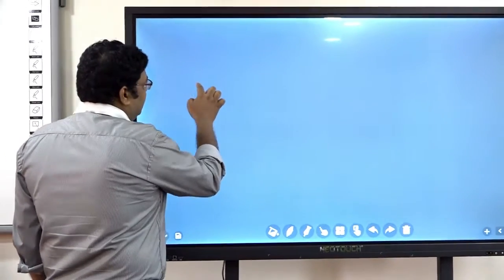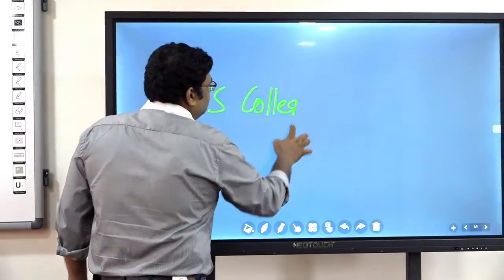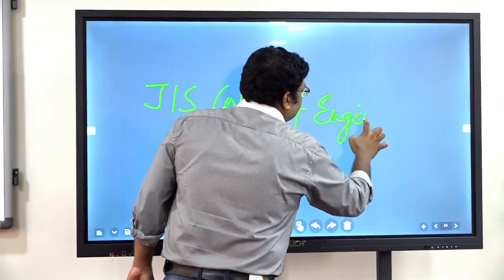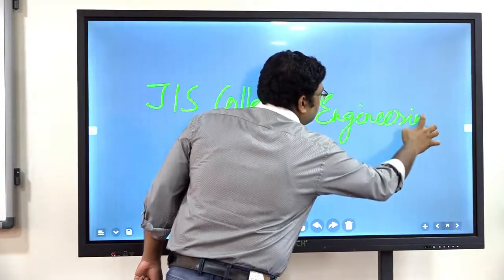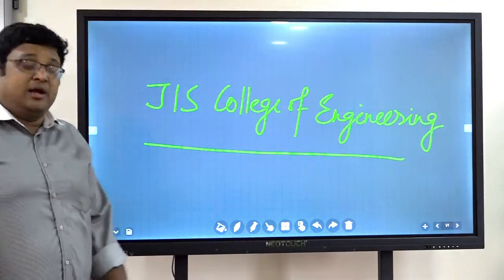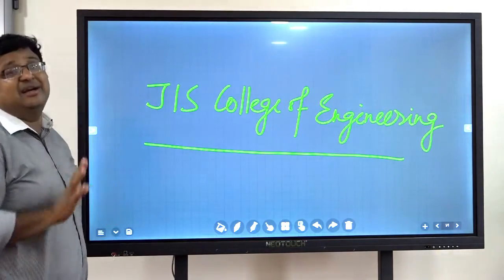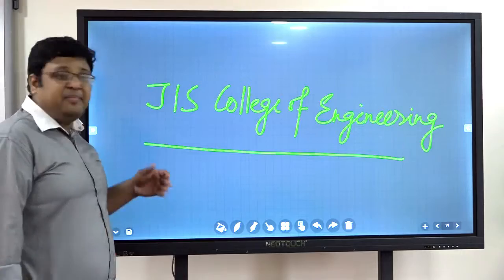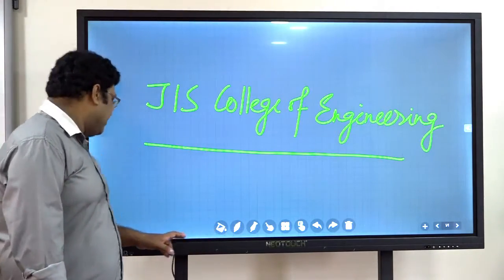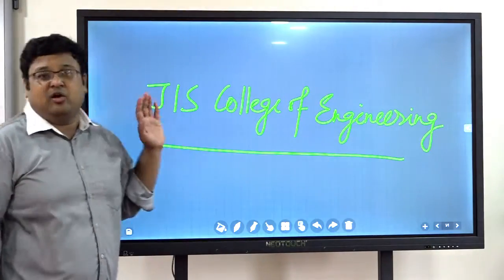In this particular board, I am writing GIS College of Engineering. As you can see, how visible it is. Now, if you want to highlight this particular thing, we can change the color. Many people will not like the black screen at the background. You may like a different screen. So I am telling about all the features that we have here.